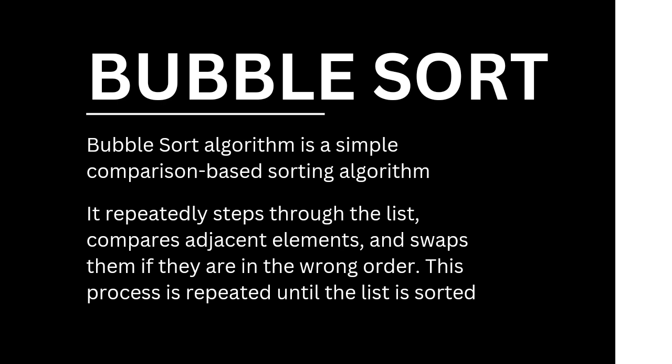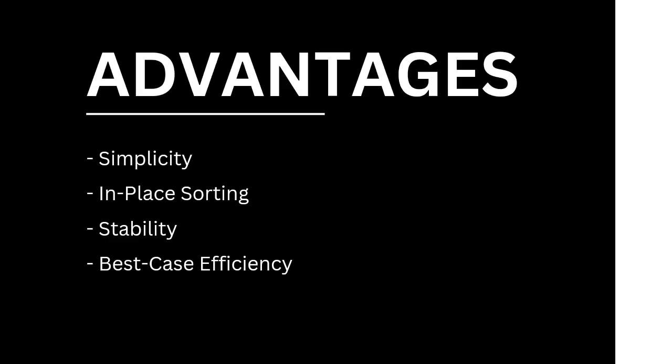So what exactly are the advantages and disadvantages of using the bubble sort algorithm? Let's just see that. First we'll do the theory stuff, and then we'll move on to the practicals. Advantages are pretty simple: simplicity, in-place sorting, stability, and the fourth thing is best case efficiency. Simplicity, it's easy to understand. In-place sorting means minimal memory usage.